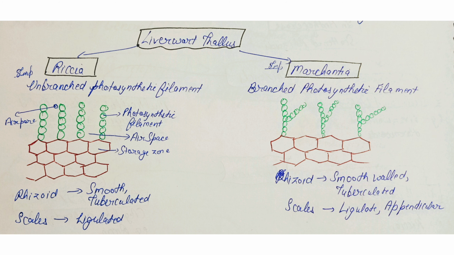Talking about the liverwort thallus, the Riccia and Marchantia have different thallus structure. In the thallus of Riccia, the photosynthetic filament is unbranched. But in the thallus of Marchantia, this filament is branched. This is an important distinguishable point between these two. In between photosynthetic filaments, the air spaces are present. Beneath photosynthetic zone, there is the storage zone. राइजॉइड की बात करें तो वो हमने पहले ही देखा कि रिक्सिया और मार्केंशिया में स्मूथ एंड ट्यूबरक्युलेटेड दोनों राइजॉइड प्रेजेंट हैं, बट द डिफरेंस लाइज इन द स्केल.